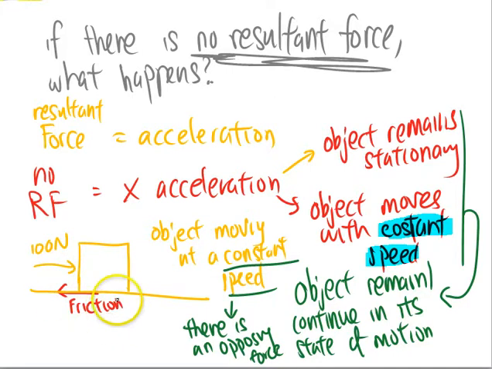And what is the value of this friction? Remember, there is no resultant force. So if my forward force is 100 Newton, how do we make sure there is no resultant force? It must mean that my friction is also 100 Newton. So this is how you can apply it when there is no resultant force.